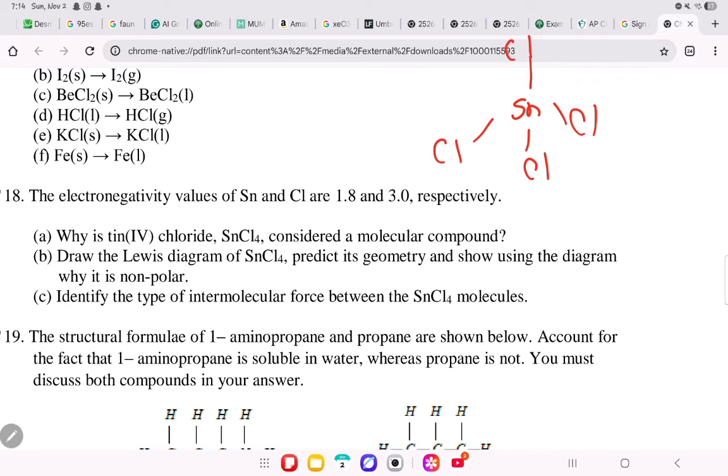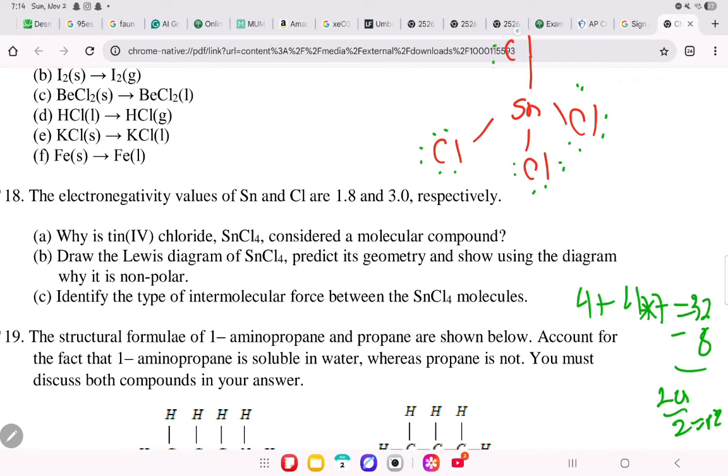Sn is group 4 plus Cl being group 7. So that's going to be 4 plus 4 times 7, that's 32. Subtract from it 8. 32 minus 8, that's going to be 24, divided by 2, that's 12. So 1, 2, 3, 4, 5, 6, 7, 8, 9, 10, 11, and 12. That's 12 lone pairs. And now you check it and you see that everything completes the octet, so it's perfect.